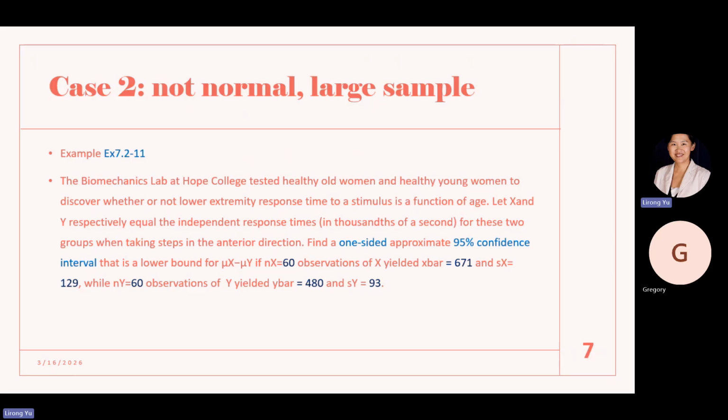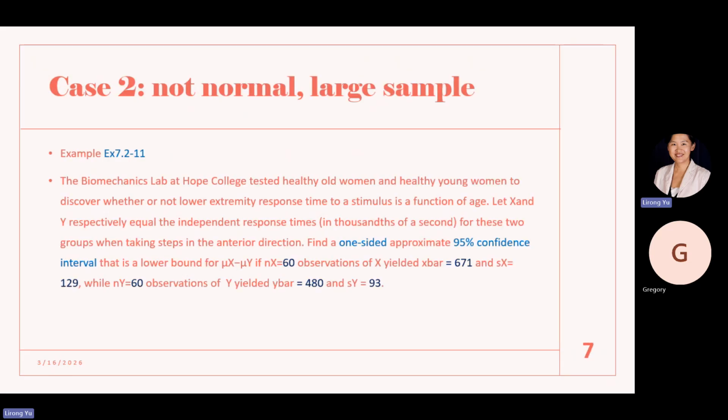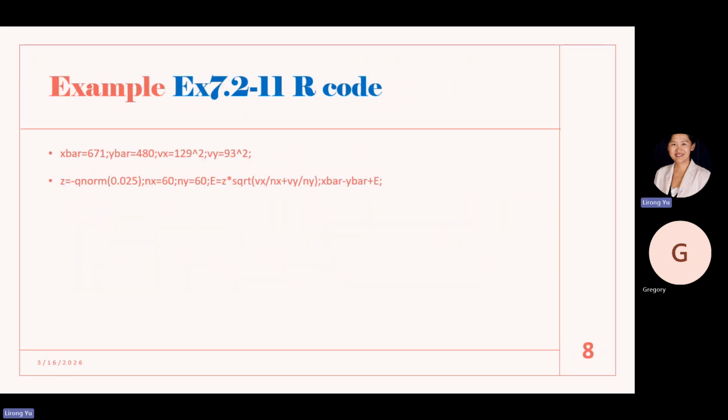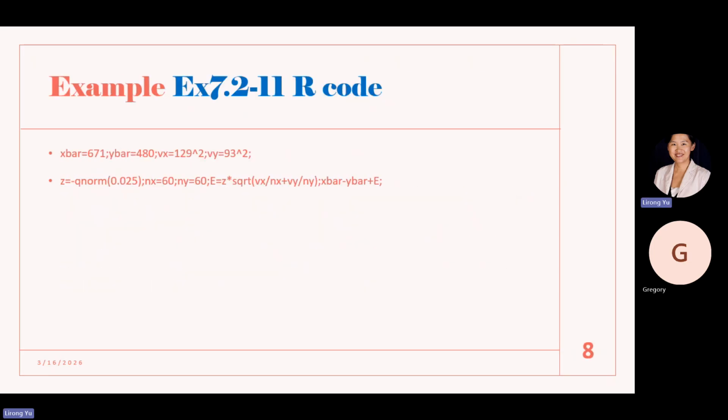This is the second question. The calculation is a very similar process, and here it is. You identify x bar and y bar, naming those with numbers, then the variance for x and the variance for y, which is the square of the standard deviation. The next step is to find the z. This is 95% confidence. In that case, the z was wrong.